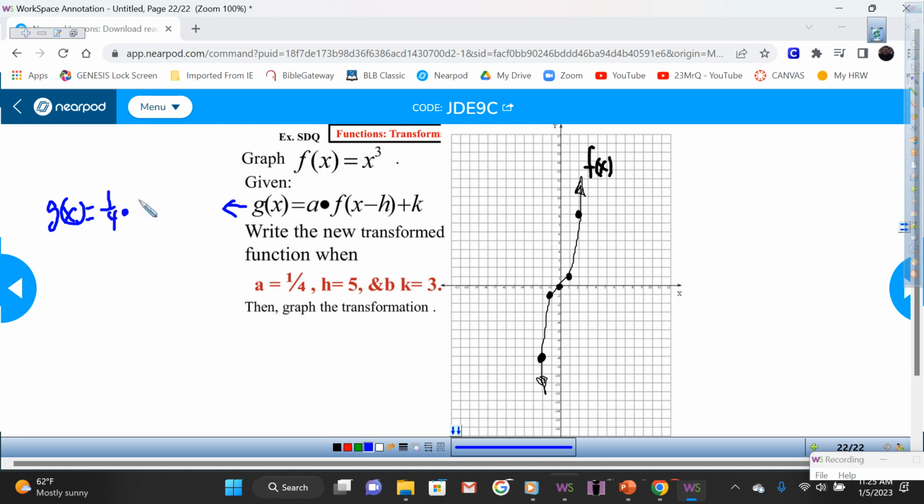1/4 times third power. Hands if you got that. All right. So tell your neighbor what the 5 is going to do and the 3 is going to do to the entire function. And draw your arrows, please.